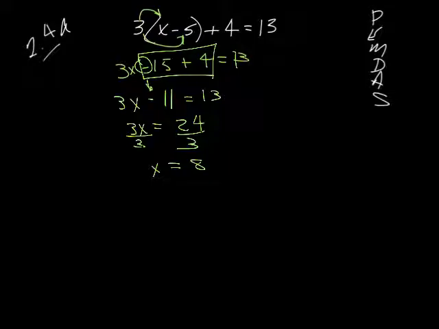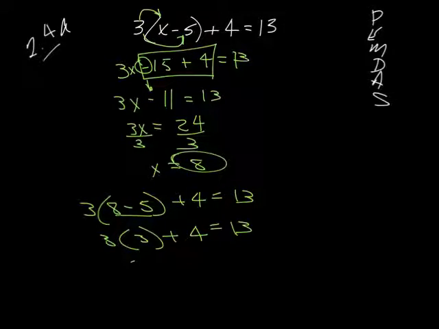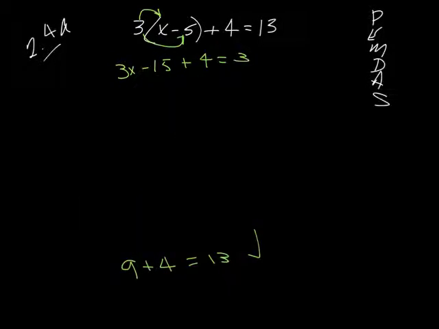Okay, so then one of the things that's important to do is to check your answer. So I'm going to take my original problem and put 8 in for my x and see if that is a true statement. 8 minus 5 is 3. So now I've got 3 times 3 is 9, plus 4 is 13. That's a true statement, so everything looks good. Okay, so let's look at example number 2.